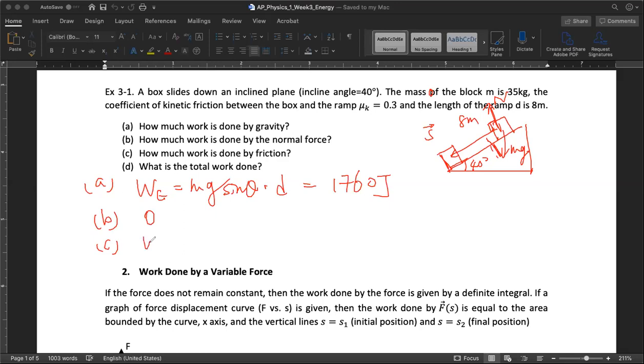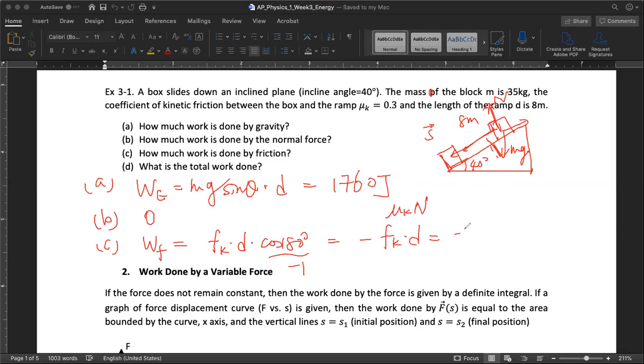Okay, frictional force. What you can do is frictional force times d, because frictional force is pointing this way, right? And your displacement is opposed to it. So they have a cosine 180 in between, which is -1. Okay, so negative Fk times d. Fk is what? Mu k times N, right?